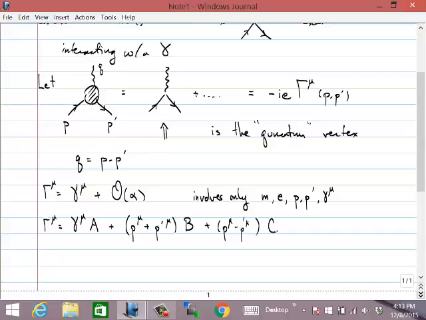And just on general grounds, because these are the only three 4-vectors that are present in the problem, the general form of the quantum vertex must be a linear combination of those three, where A, B, and C are 4x4 Dirac spinor matrices.